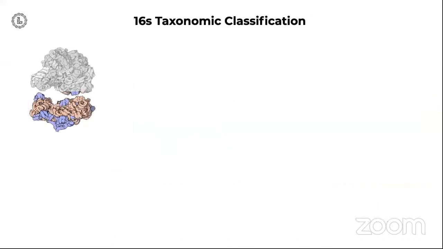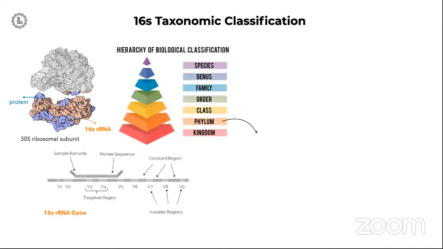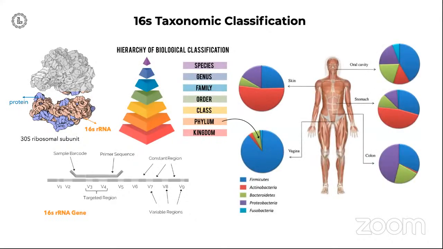So we'll talk about the taxonomic classification of bacteria using the 16S ribosomal RNA and the understanding of taxonomy as far as composition in different organs of the body, and comparison between different organs in different conditions.